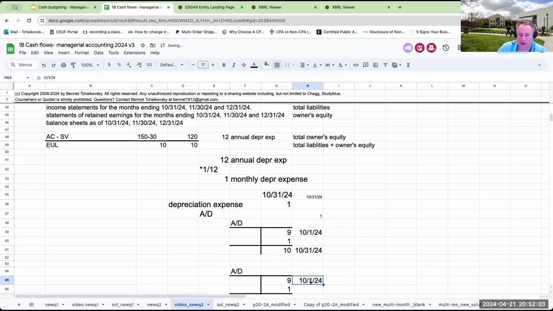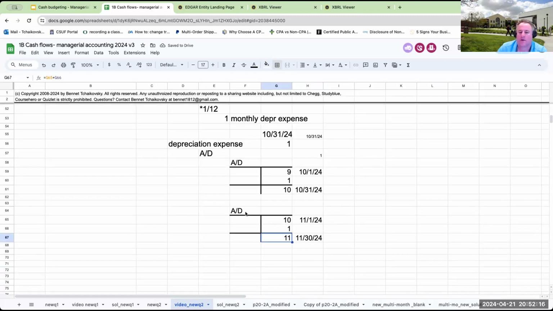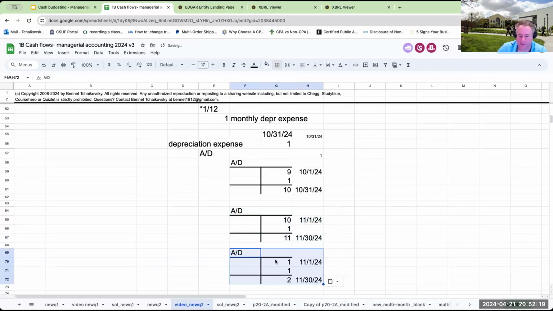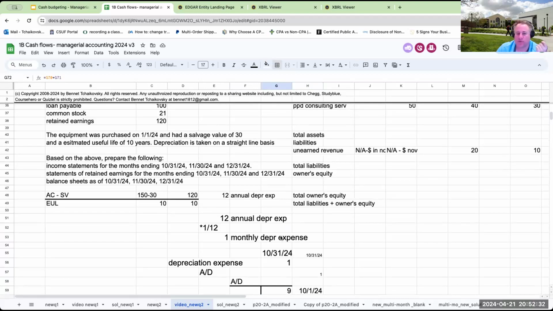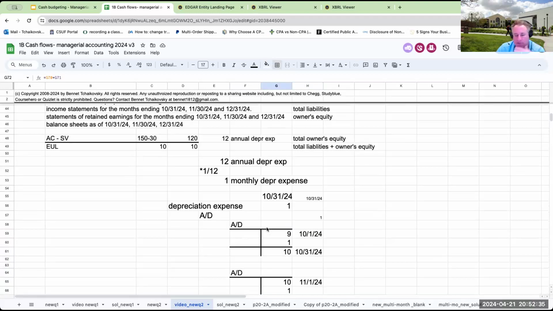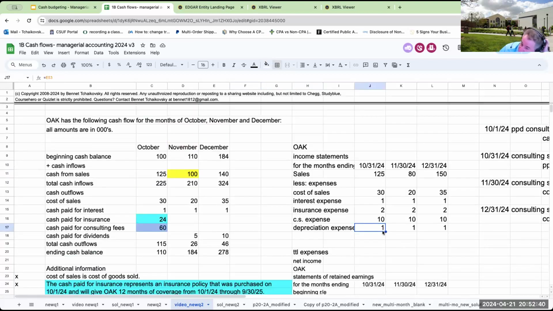If I come over here, I'm doing it the following month. On 11/1/24, the ending becomes the beginning. Putting in a month of depreciation expense on 11/30/24, the balance is 11. Coming over here to the third month, ending becomes the beginning. Take a month of depreciation expense, and I get 12/31/24. Remember, the numbers make sense because by the end of the year, I will have taken 12 months, which is a full year because we bought it on New Year's Day. So our depreciation expense is at 1,000 each month.